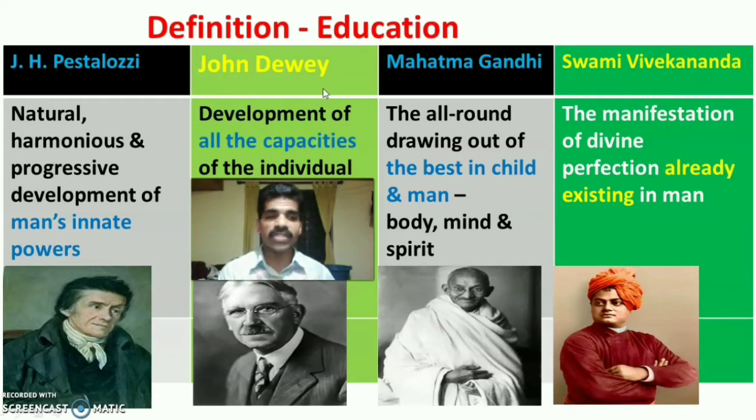The last definition, Swami Vivekananda's, also says the same thing: the manifestation of the divine perfection, the hidden talent that is already existing in a man. So these are the similarities among the definitions given by H Pestalozzi, John Dewey, Mahatma Gandhi and Swami Vivekananda. Let us see a few more definitions.